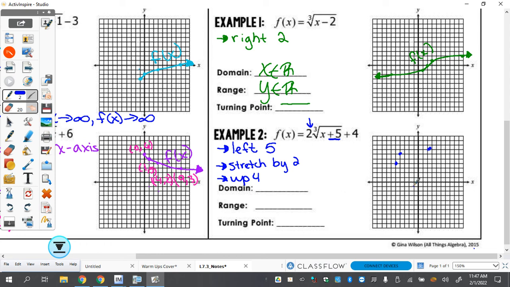So then my -1, -1, left 5. 1, 2, 3, 4, 5. Double -1 puts me at -2. And then I move it up 4. 1, 2, 3, 4. And that's all that we're going to be able to get on there, because my other point at 8, -2, if I move it 5 to the left, I'm off the graph. So we're not going to really be able to plot that one.